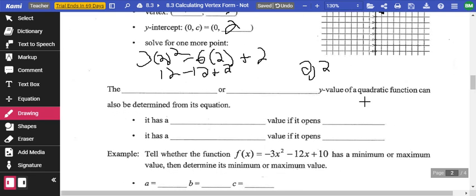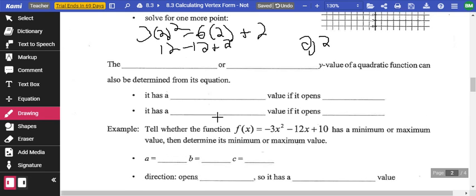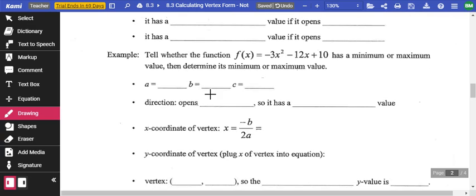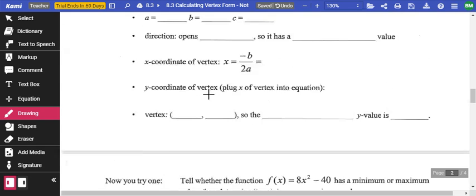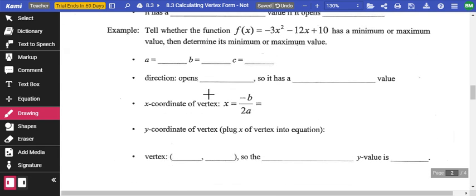The blank y value of the coordinate function can also be determined from its equation. Yeah, I don't think that's that important. Let's see here. I think we should try at least one more example. So we've got -3, -12, and +10.